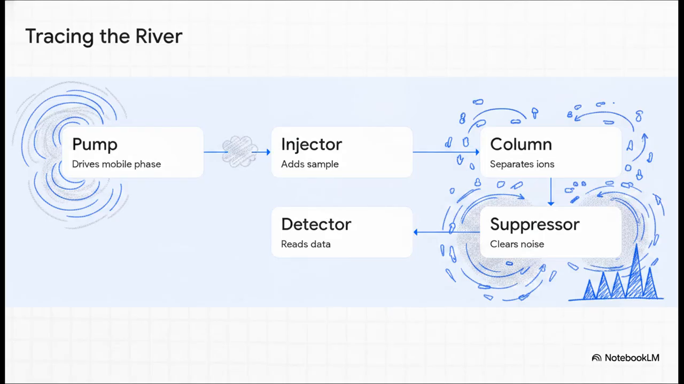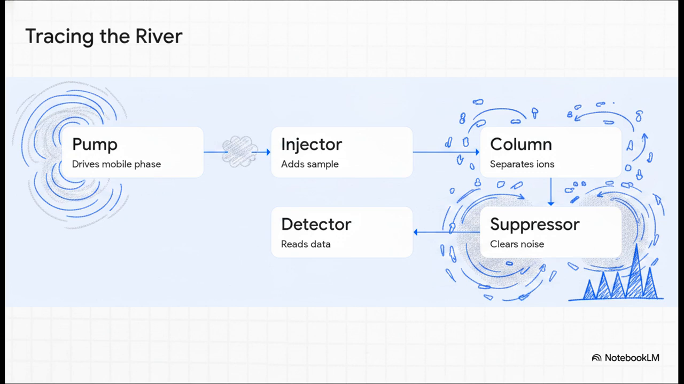Let's actually trace the flow of this river step by step. First up, the pump continuously drives the aqueous mobile phase through the system. Next, our invisible sample is introduced via the injector loop, joining that flow. Then, step 3, this is the main event. The mixture enters the separation column, where the various ions are teased apart.